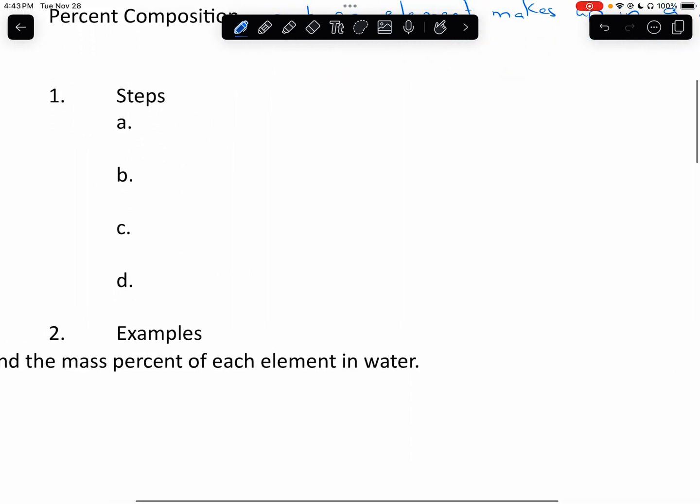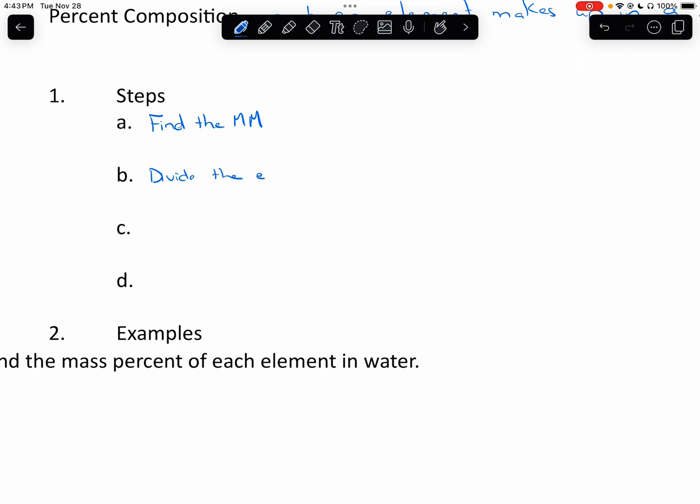There are 4 short steps. Step 1 is to find the molar mass. That's what we learned how to do in the previous notes, or 4.2 notes. If you need to refer back, that would be the 4.2 molar mass notes. Super easy.